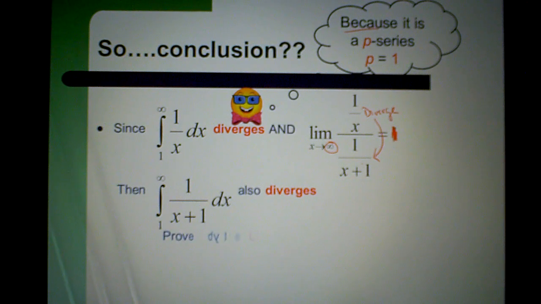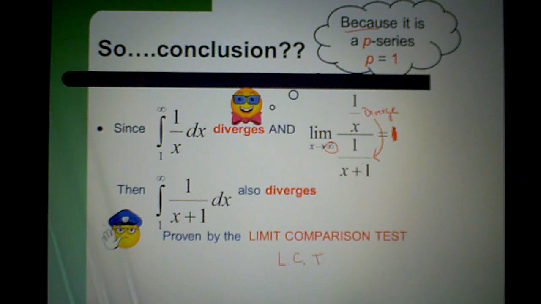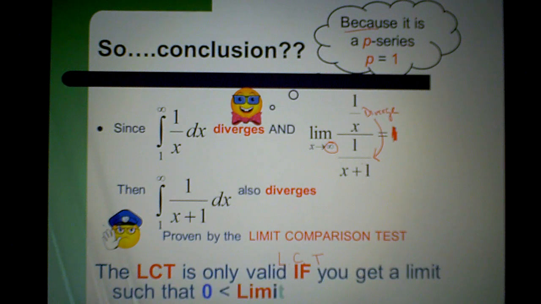I didn't use the direct comparison test though. I used the limit comparison test. And yes, just like DCT, you can call this the LCT. Be careful. The limit comparison test is only valid if you actually get a value for the limit, and that value cannot be 0.